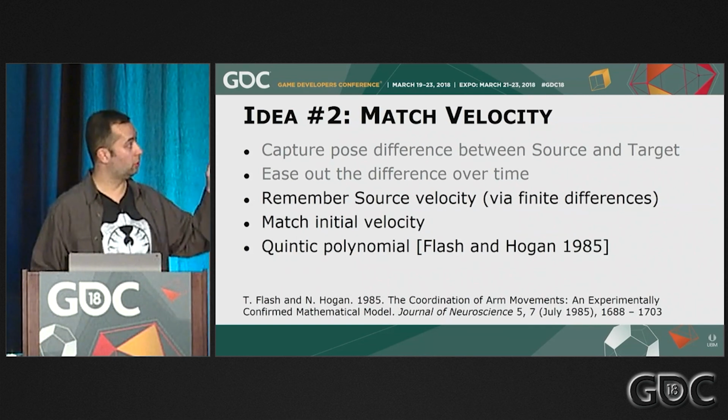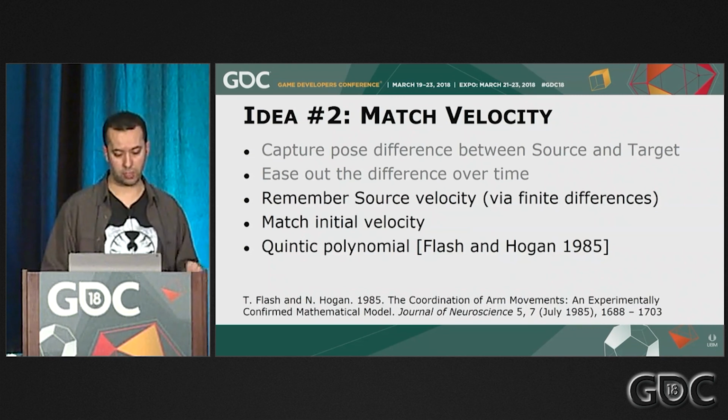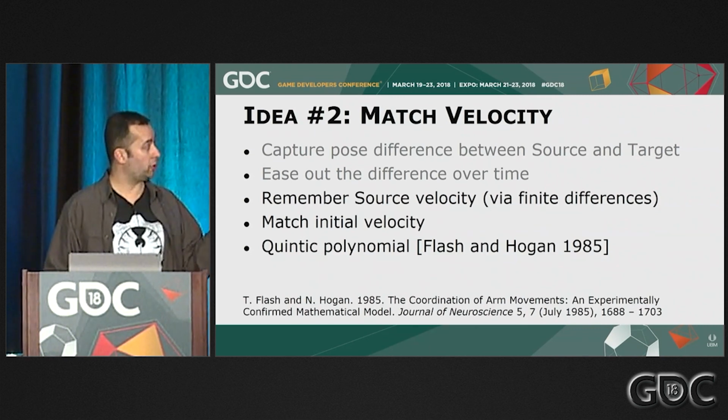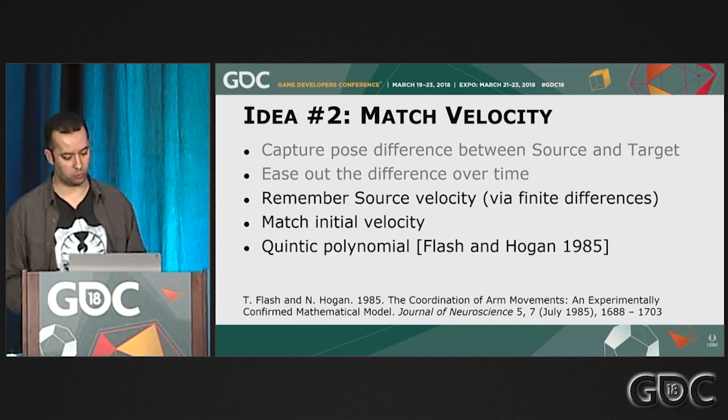And so then this curve we're going to fit is going to match not only the difference, but also this initial velocity. When we tried this, we chose to use a fifth order polynomial as the curve we're going to interpolate, and we drew that from some biomedical literature where they basically observed that when people were moving, they tended to move this way.